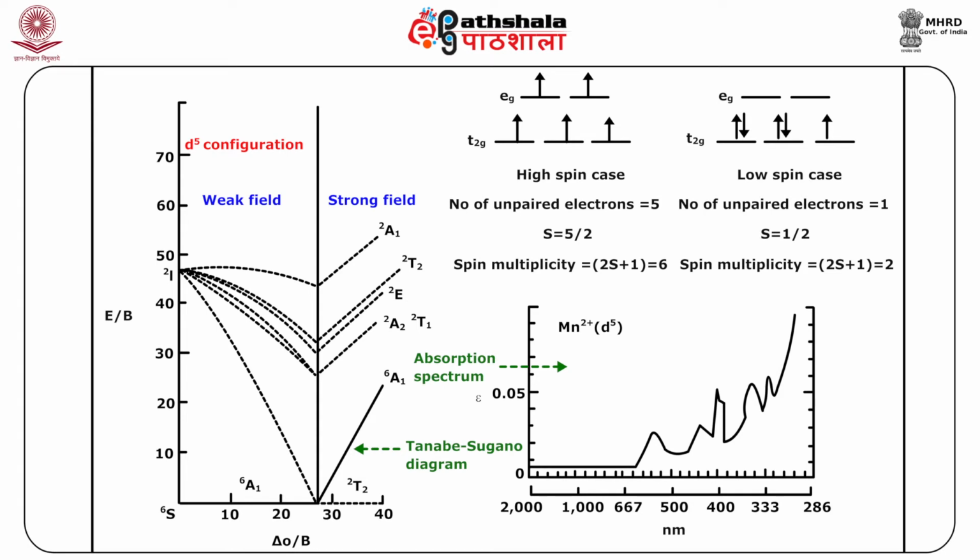In case we are talking about strong field ligands, there are again several transitions possible, but this time they are spin allowed. In this case, the Tanabe-Sugano diagram on the right hand side has to be considered, leading again to a complicated spectrum that is difficult to interpret. In both cases, determining the value of delta naught is quite difficult by the normal theoretical methods.